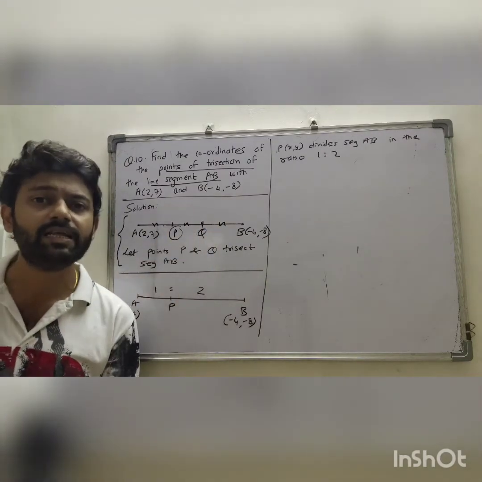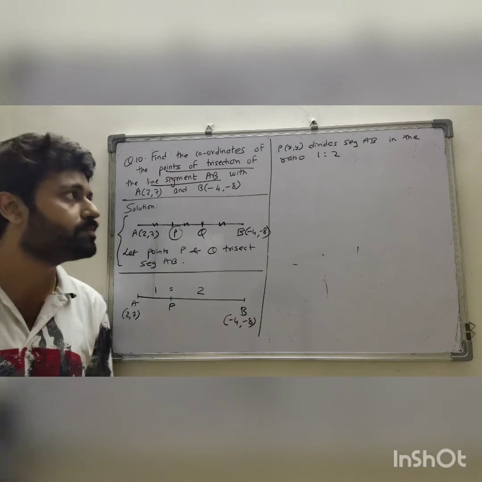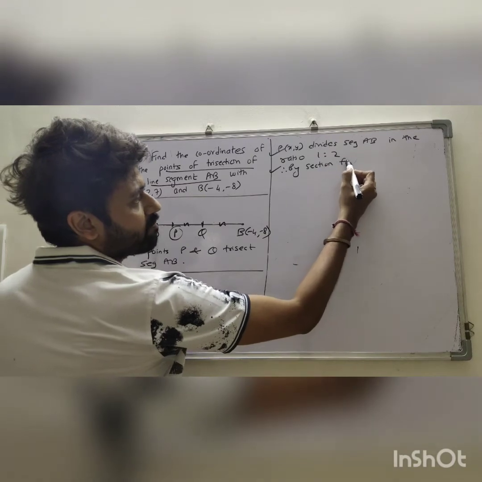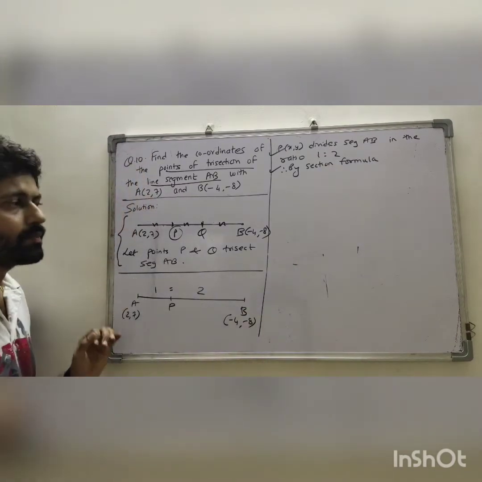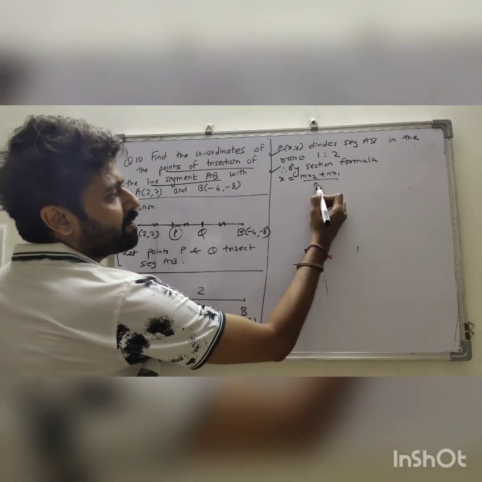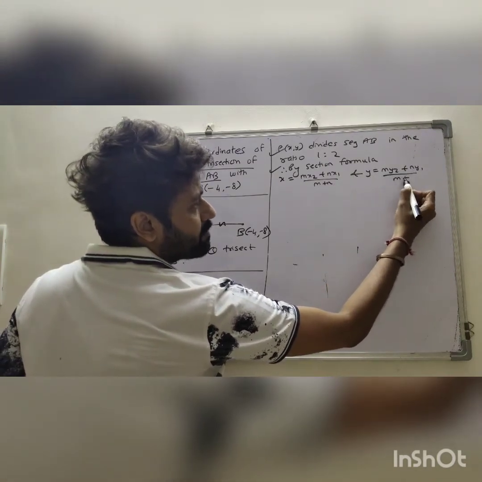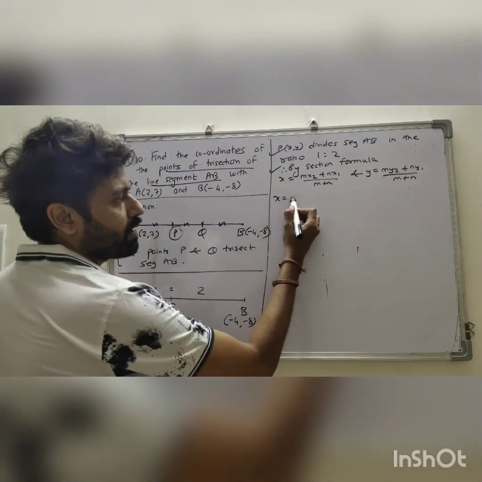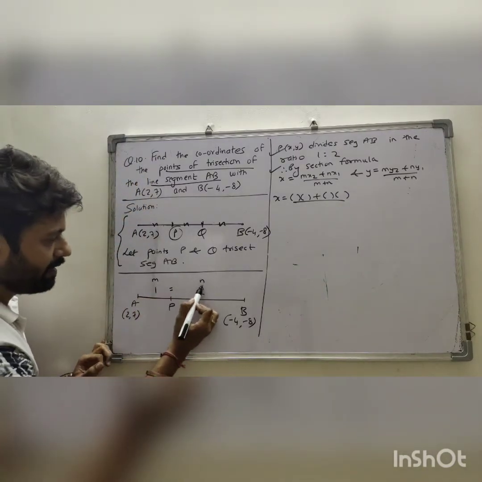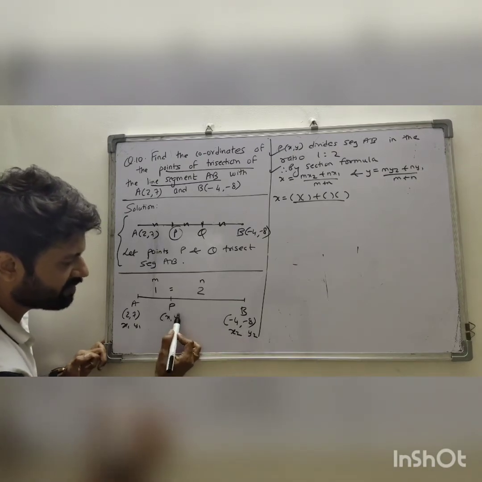A student must have an understanding of this basic thing that P divides the main segment AB in the ratio 1:2. Therefore, by section formula, x is equals to mx2 plus nx1 upon m plus n, and y is equals to my2 plus ny1 upon m plus n. ये रहा m, ये रहा n, ये रहा x1 y1, ये रहा x2 y2. और यहाँ पे assumption की बात नहीं है, x y समझने की बात है.